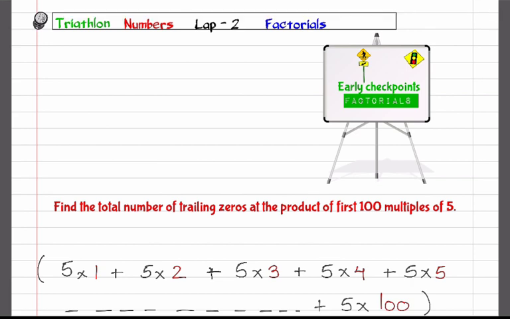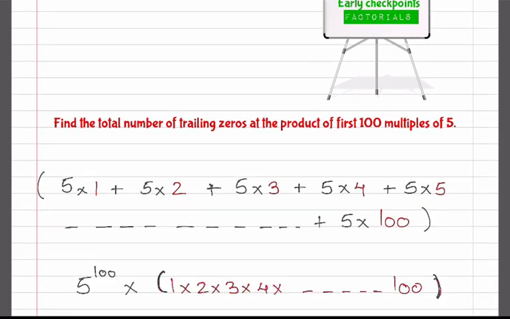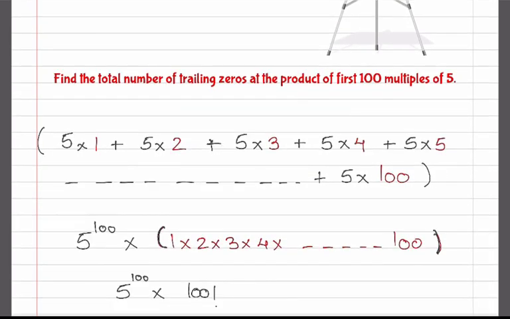Now we move on to a problem. What is the problem asking me? Find the total number of trailing zeros in the product of the first 100 multiples of 5. So what are the number of zeros in the first 100 multiples of 5? What is the first multiple of 5? 5 into 1. Second, 5 into 2. Third, 5 into 3. 5 into 4. 5 into 5. Going up to 5 into 100.